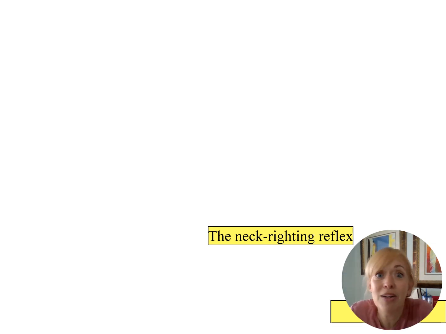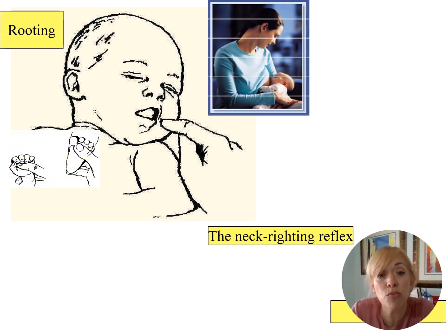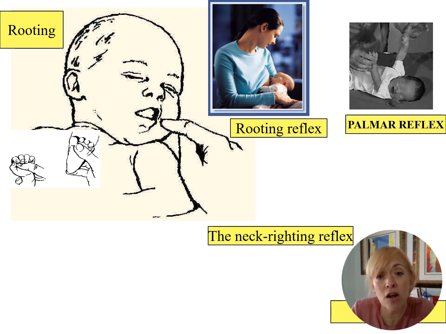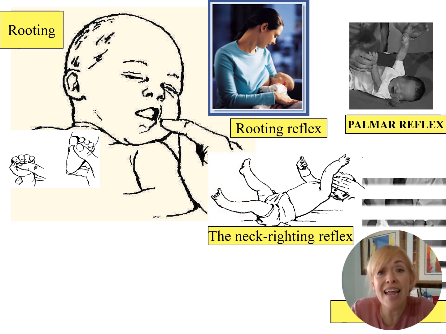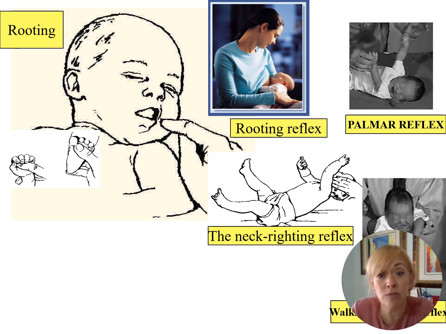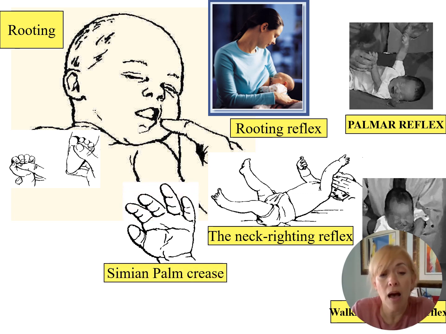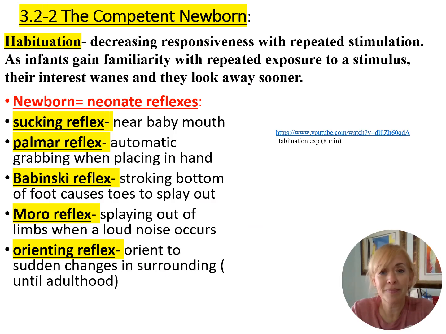This is the part of the module where you have to know all the baby reflexes. And so here I've provided pictures for you. That's a picture of the rooting reflex. And there's a picture of the palmar reflex where they do that little death grip. The neck righting reflex to protect the spine. The walking stepping reflex is right above my head. And there's the Babinski where they splay out their toes. Isn't that cute?